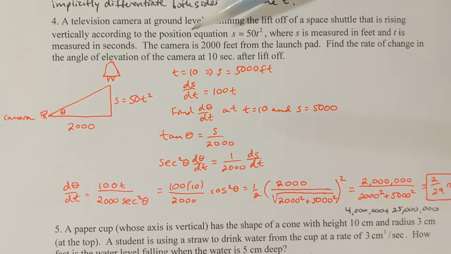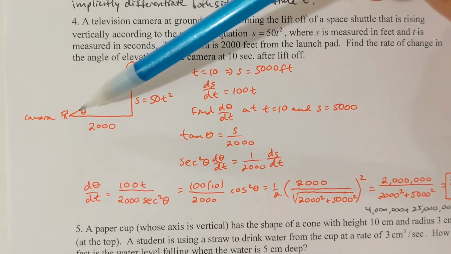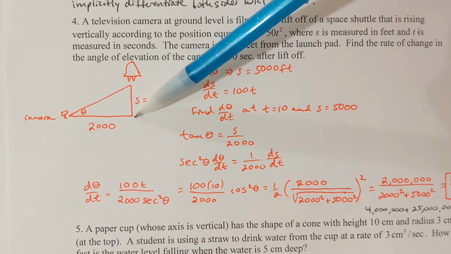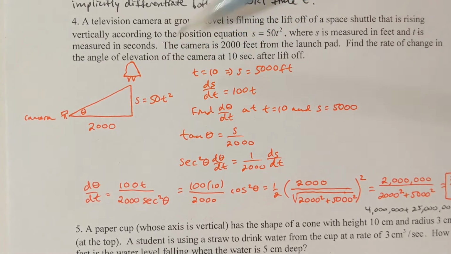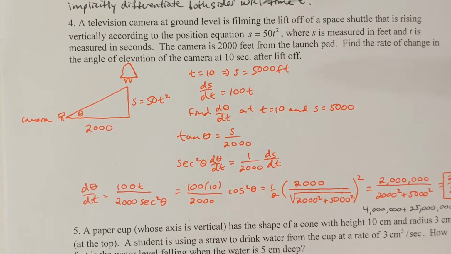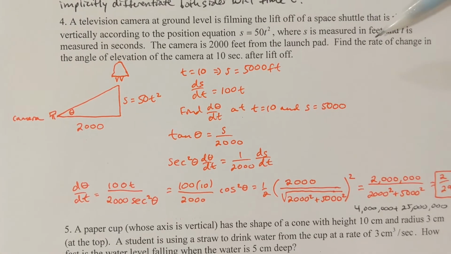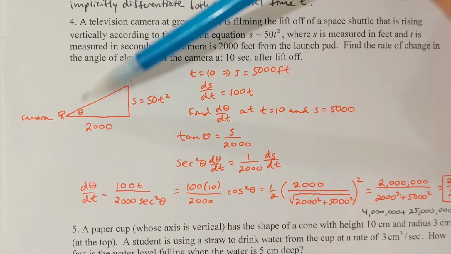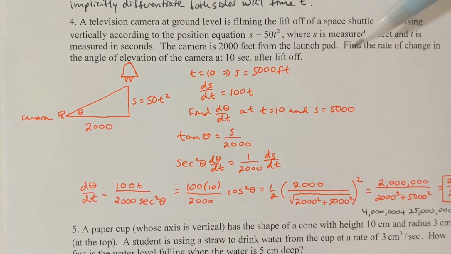Okay, so I've drawn a picture here. We've got this camera, and there's a rocket that is 2,000 feet away from the launch pad that is lifting off. It's rising vertically according to the position equation s equal 50t squared. Now, we want to find the rate of change in the angle of elevation. That's going to be d theta dt at 10 seconds after liftoff.